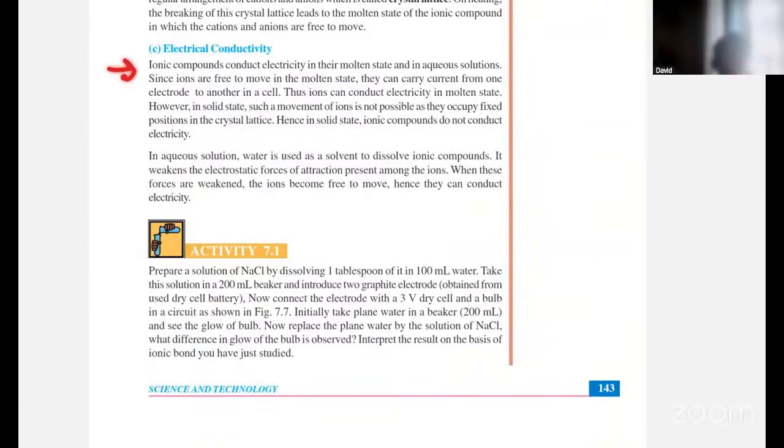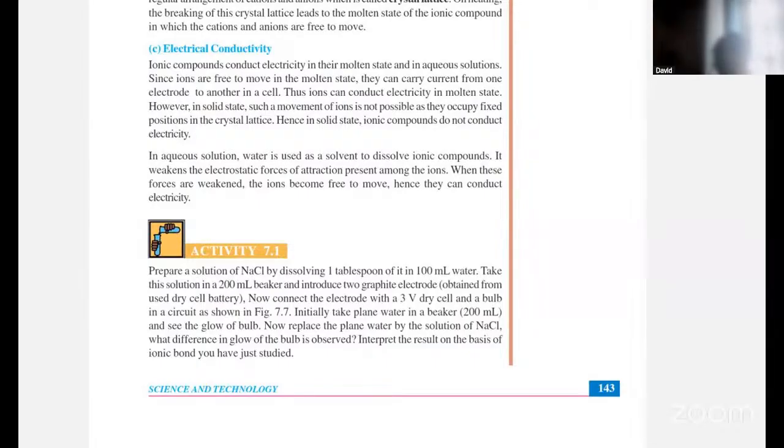Electrical conductivity. Ionic compounds conduct electricity in their molten state and in aqueous solutions. Since ions are free to move in the molten state, they can carry current from one electrode to another in a cell. Thus, ionic compounds can conduct electricity in a molten state. However, in solid state, such a movement of ions is not possible, as they occupy fixed positions in the crystal lattice. Hence, in solid state, ionic compounds do not conduct electricity.